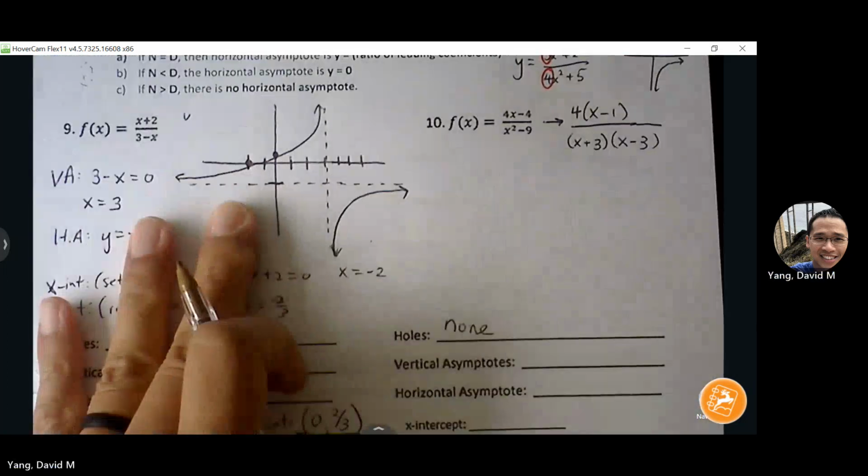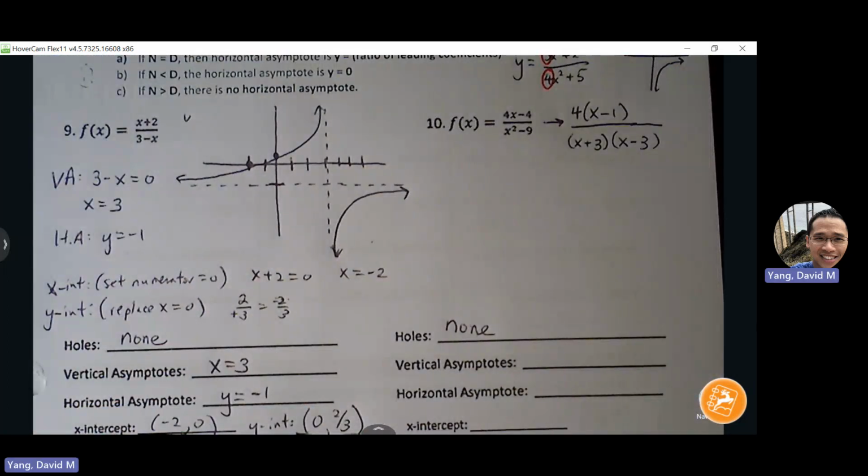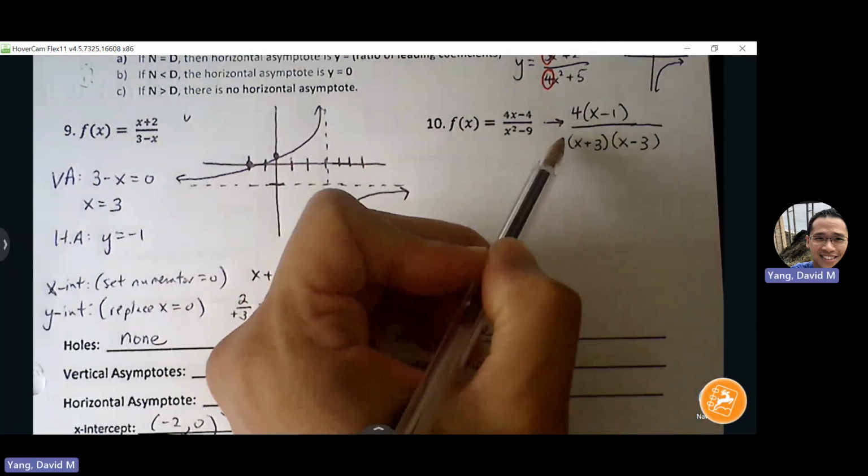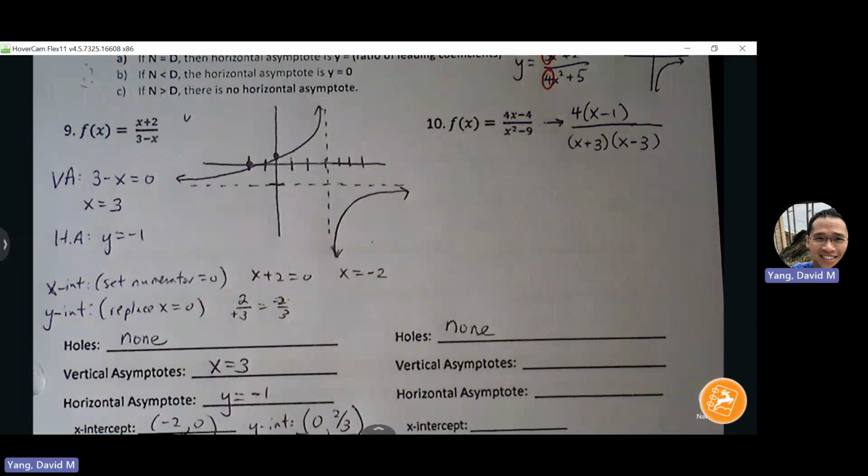If there was a -4 on the bottom, that's not good enough for it to be a factor. When I talk about a factor, it needs to be a matching variable. So it needs to be like x minus 1, or x and x, exactly the same. The 4 is just the coefficient.